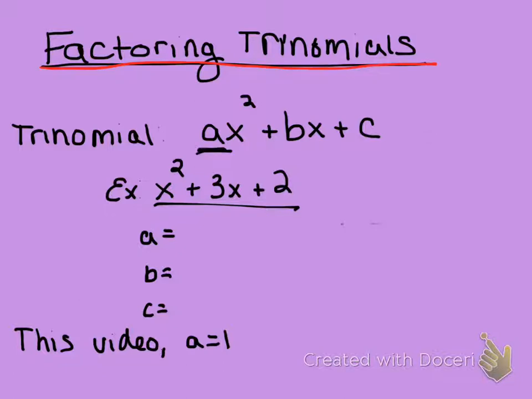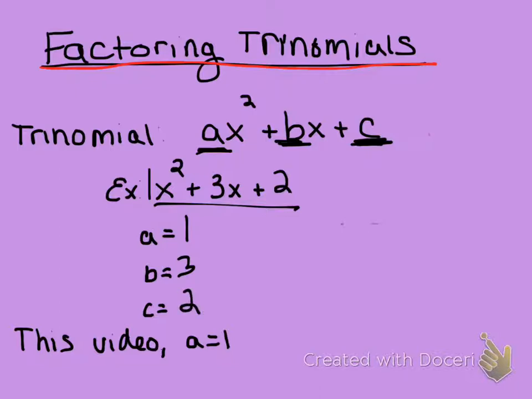The a is the coefficient in front of the x squared, the b is the coefficient in front of the x, the c is the constant that is at the end, the number that doesn't have a variable with it. So you need to make sure that you can identify which one's which. In this trinomial, if nothing's written in front of the x squared, then the coefficient is 1, so a equals 1, b equals 3, and c equals 2.